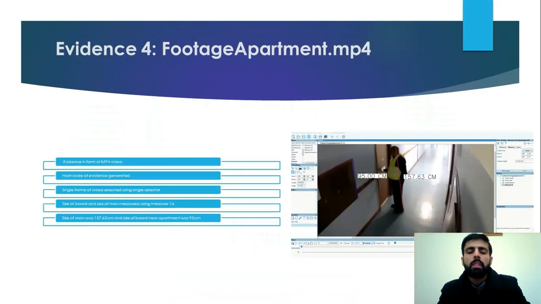The next one is evidence number 4, footage apartment.mp4. In this video, the footage of the apartment, which was in MP4 format, was examined to get insight into the case. First of all, the hash code of the evidence was generated. Then the single selector was used to extract a single frame from the video. The Mirror 1D filter was used to measure the size of the man and the size of the board near the apartment. The evidence was not tampered. The size of the man was 157.63 cm and the size of the board near the apartment was 95 cm.